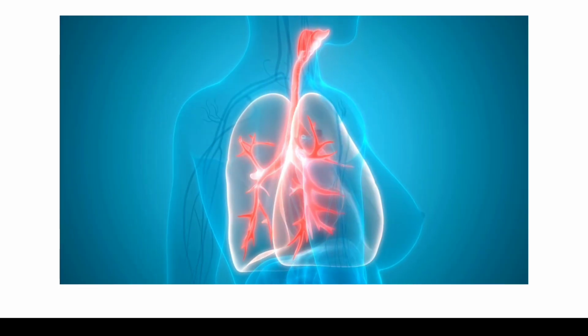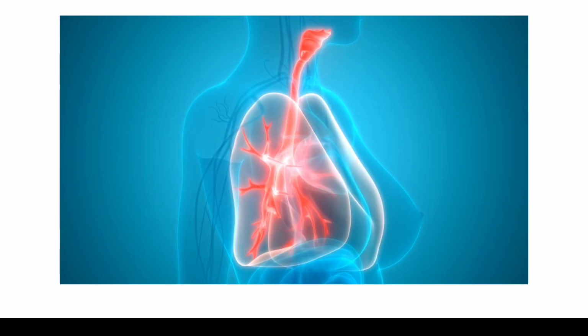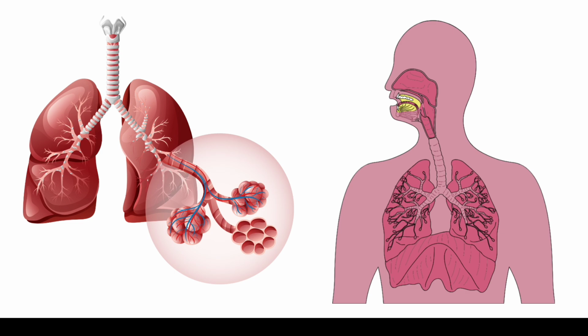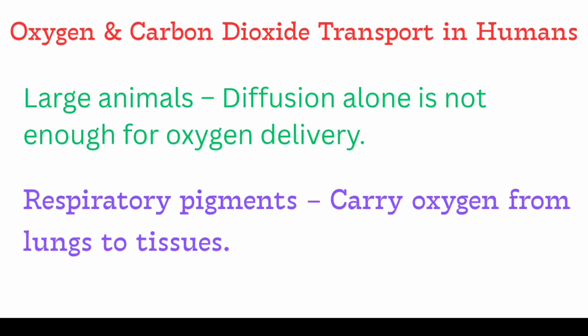And even after breathing out, some air remains inside the lungs, and this residual volume keeps gas exchange going without pause. When animals are small, oxygen can reach their cells just by diffusion. But as the body size increases, diffusion alone is not enough to supply oxygen to every part, and that is when respiratory pigments become essential.